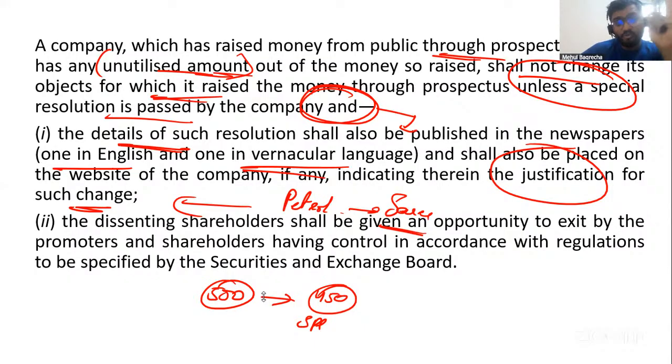These 50 people who are not agreeing are called dissenting shareholders. What do you mean by the word dissent? They are not agreeing. Assent means they are agreeing. Dissent means they are not agreeing. So to these dissenting shareholders, I have to give them an exit offer.